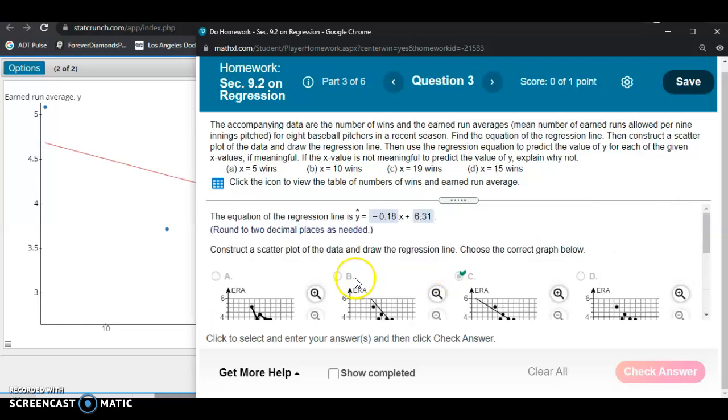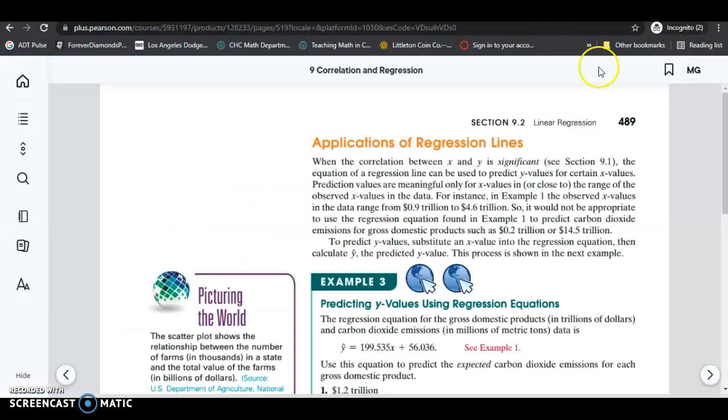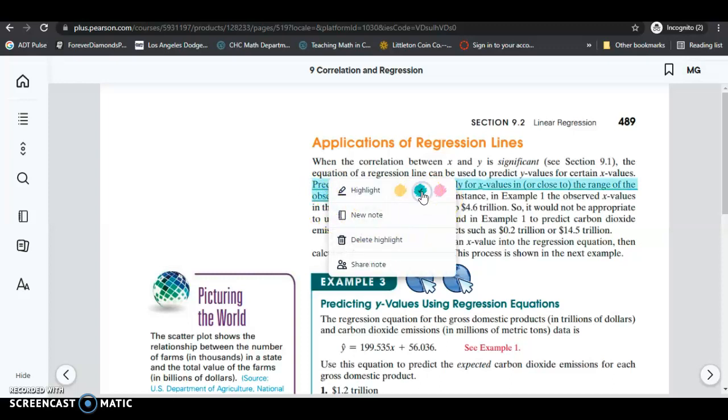Based on that equation, we're going to predict the earned run average, ERA, for 5 wins, if it is meaningful. Remember, in the book it says that the equation of a regression line can be used to predict y values for certain x values. Prediction values are meaningful only for x values in or close to the range of the observed x values for the data. That's the important point that you want to highlight.